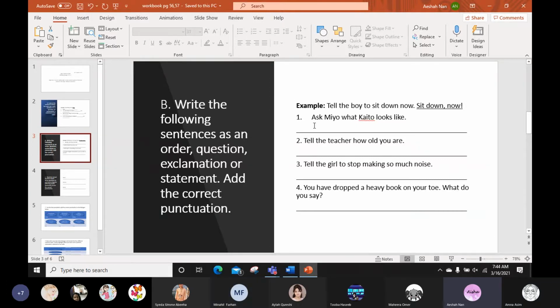The first one is "Ask Mayo what Kaito looks like." Ask is there, so it can be converted into a question. What does Kaito look like? And since we are changing it into a question, which mark has to be added at the end? Question mark. Very good. Don't write now. Just have a look. Tell the teacher how old you are.